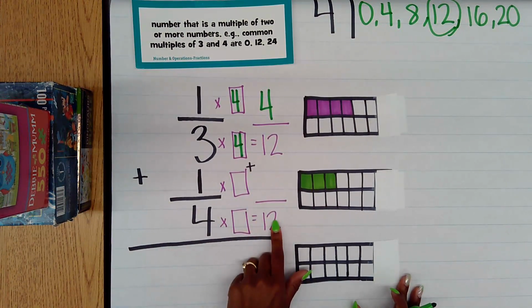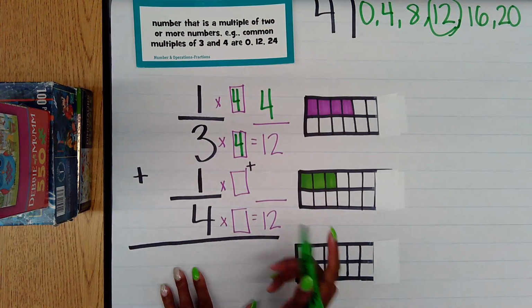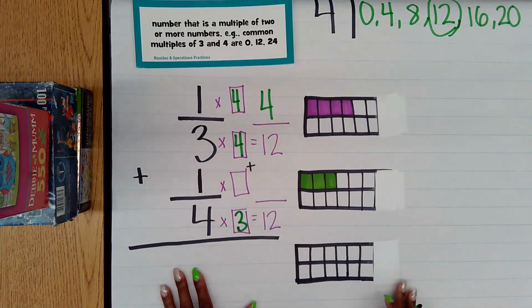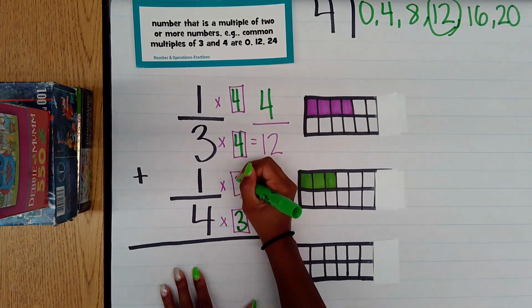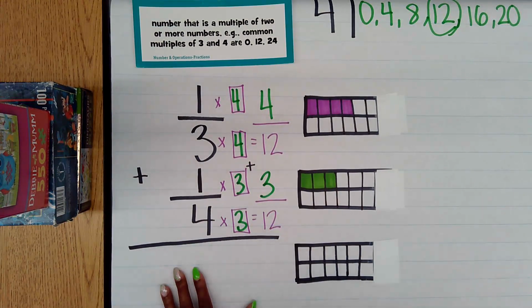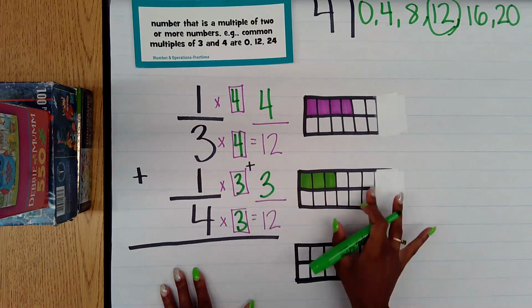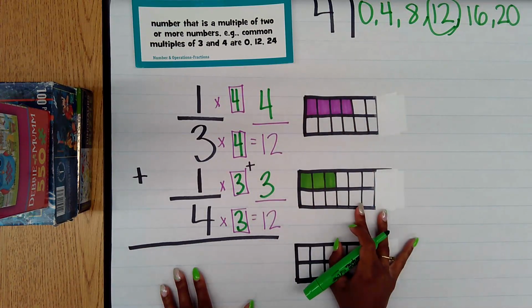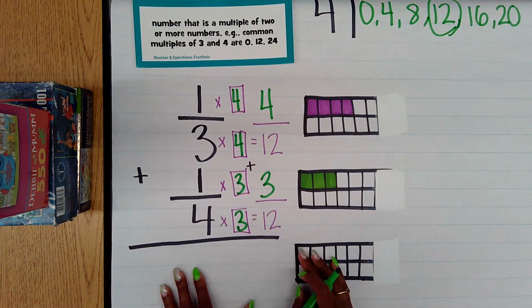Move on to my next fraction. Again, we're making a common denominator of 12. I had to take 4 times 3. 4 times 3 is 12. Whatever we do to the denominator, we have to do to the numerator. 1 times 3 gives me 3. And again, if I look at my visuals, I now have two fractions that are made of the same size equal parts. I have 4 twelfths plus 3 twelfths.